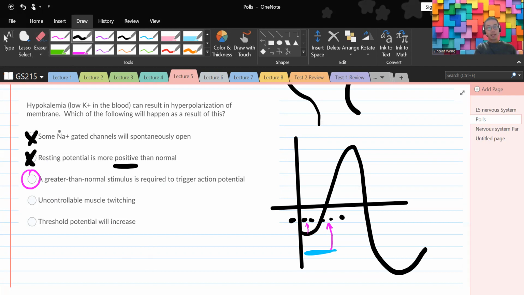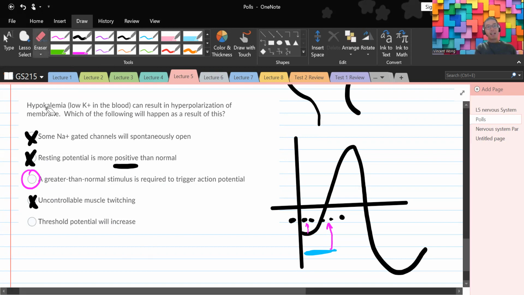Uncontrolled muscle twitching, that's not true. That would be for hyperkalemia, okay? If you're starting closer to the threshold, then some of the sodium channels will spontaneously open and it will cause your muscle to twitch a little bit. And the threshold does not change. Threshold is always going to be minus 60. Okay.